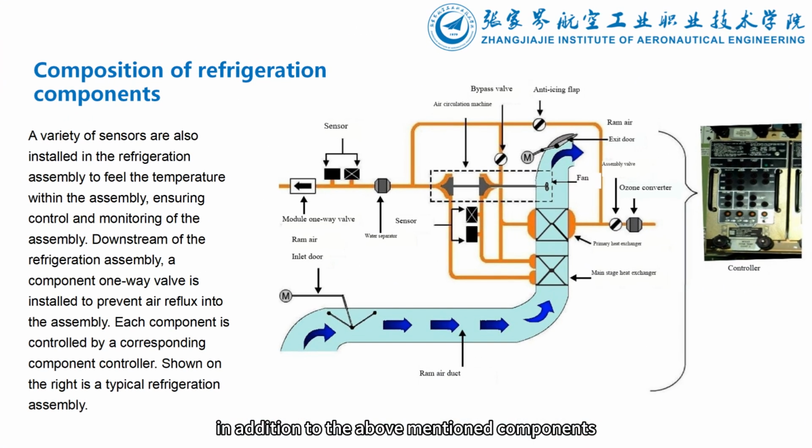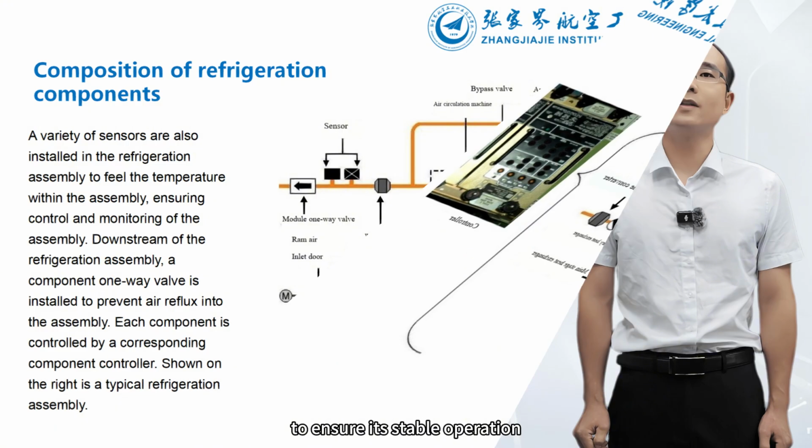In addition to the above-mentioned components, a variety of sensors are installed in the refrigeration assembly to sense the temperature in the assembly and ensure effective control and monitoring of the assembly. Downstream of the refrigeration assembly, a component one-way valve is installed to prevent air reflux into the assembly. Each component is controlled by a corresponding component controller to ensure its stable operation.